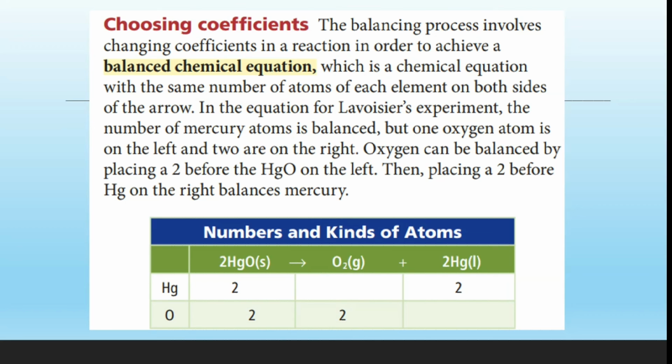In the equation of Lavoisier's experiment, the number of mercury atoms is balanced, but one oxygen atom is on the left and two are on the right. Oxygen can be balanced by placing a number 2 before this formula on the left, then placing a 2 before this formula on the right. This will balance mercury. So now you can count. In this case, we have 2 mercuries, and on the other side, I have 2 mercuries. And I will also have 2 oxygens on both sides of the equation.